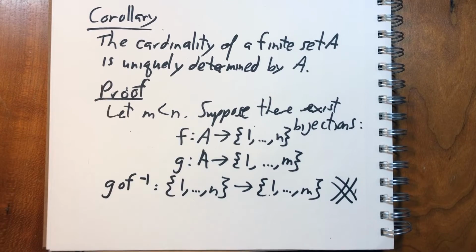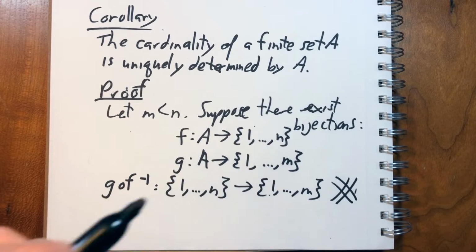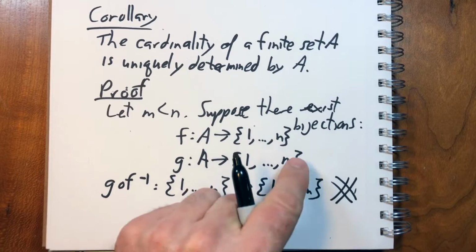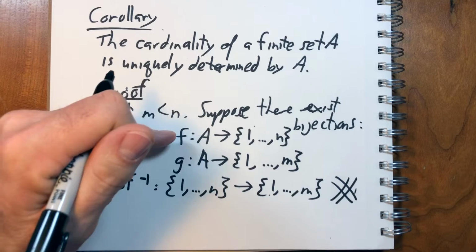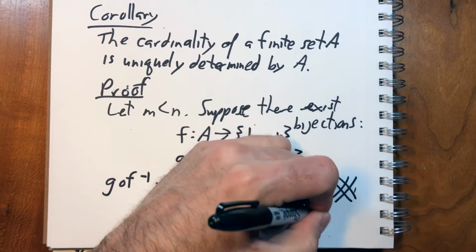There cannot be two bijections from a set A to two different subsets of the natural numbers. There can only be one, and this is what determines the cardinality of the set. Therefore, the cardinality of the set is uniquely determined by A, and that's what we set out to prove.